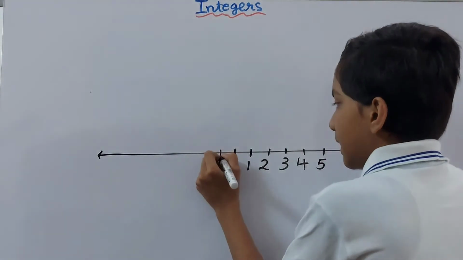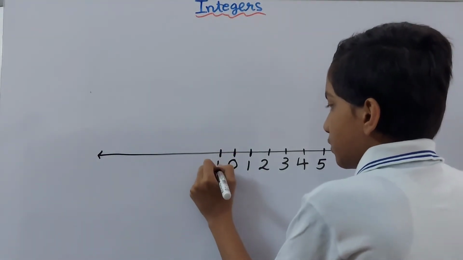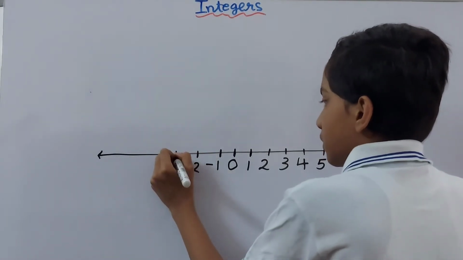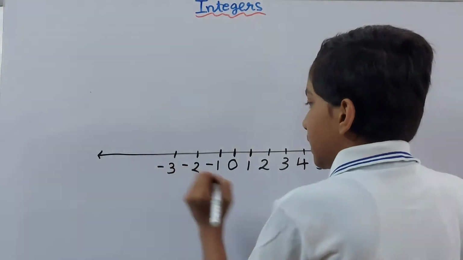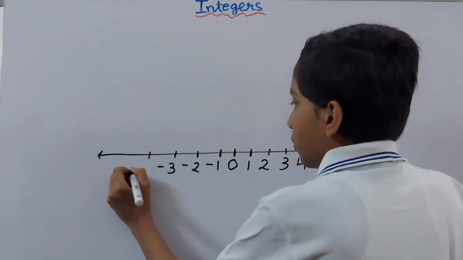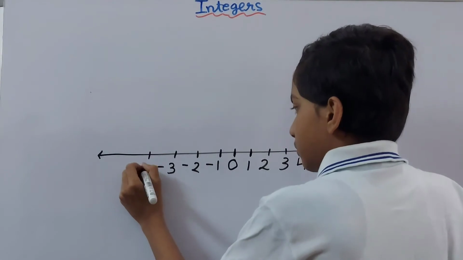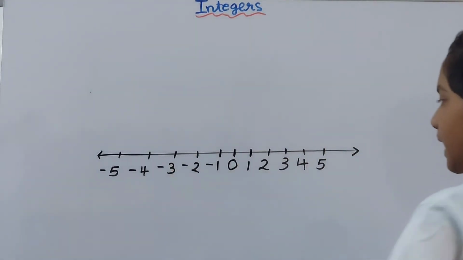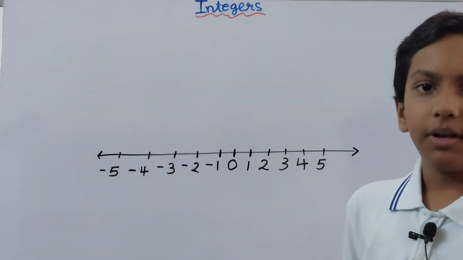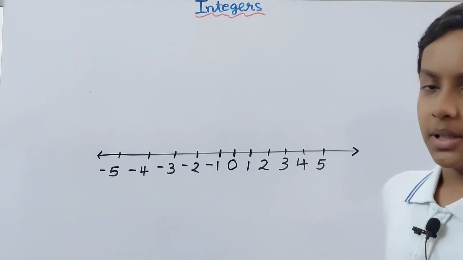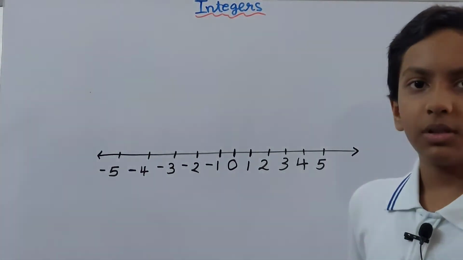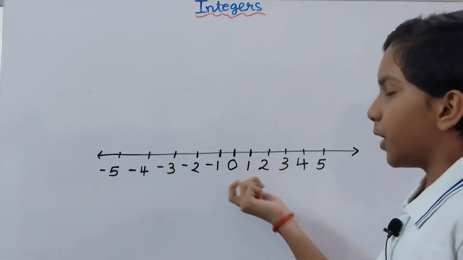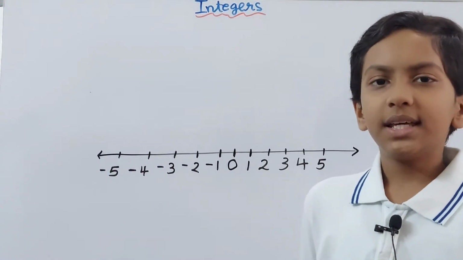And on this side, let's mark the negative numbers. So minus 1, minus 2, and then minus 3, and then minus 4, and lastly minus 5, like this. As you can see, on this side we have labeled the negative numbers. So I hope now you are all able to label the negative numbers, the positive numbers, and most importantly this 0 which should be in the center.